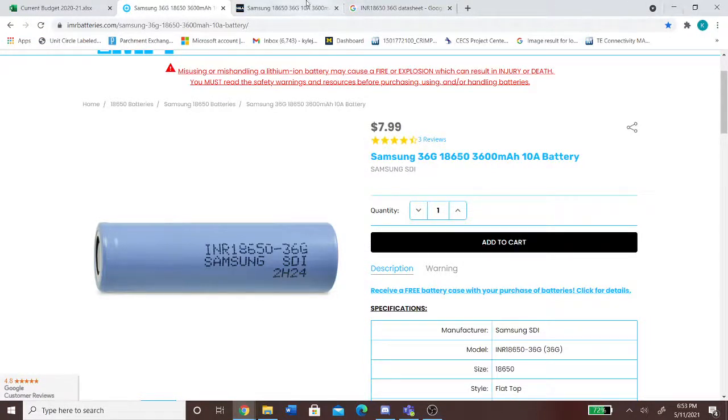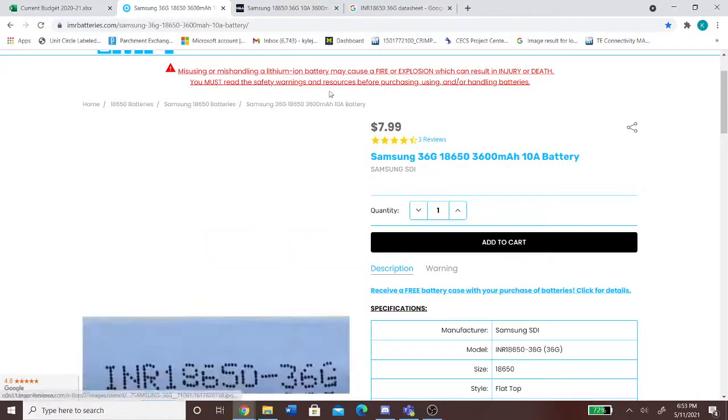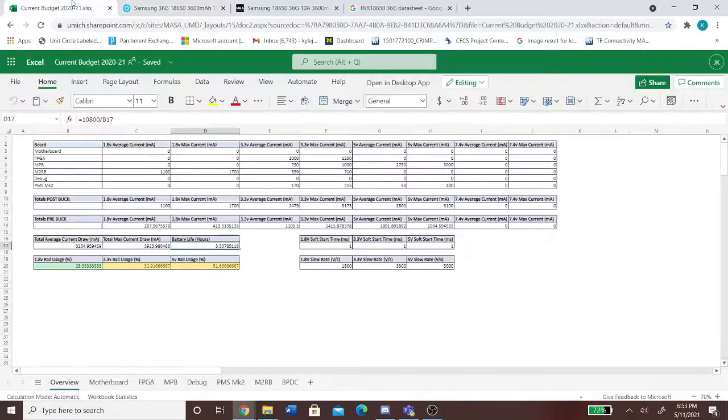Battery for your application. So right here we have the battery that I picked, and I'll walk you through how I'm going to do that. For MASA, we are doing a rocket, and on that rocket we have a bunch of different PCBs. What you're going to want to start by doing is making a current budget for your application.